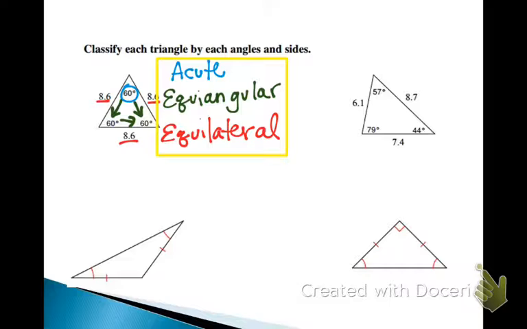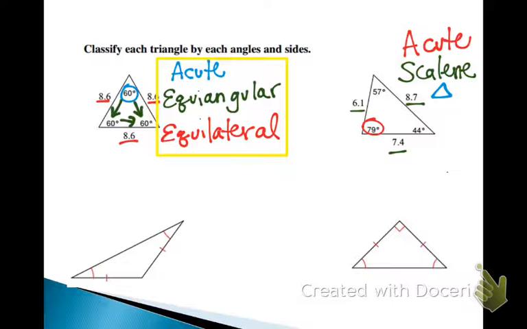All right, next one. Let's look at the largest angle. What is the largest angle? 79, in the top right. What kind of angle is that? Acute. Now we need to look at all the sides. What do you notice about the sides? They're different, which makes it scalene.